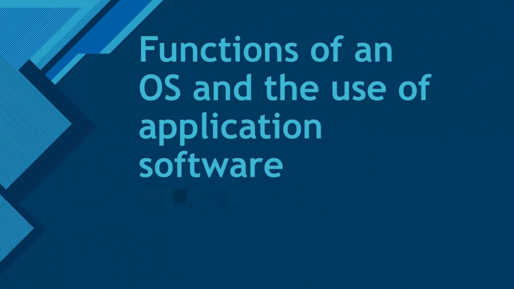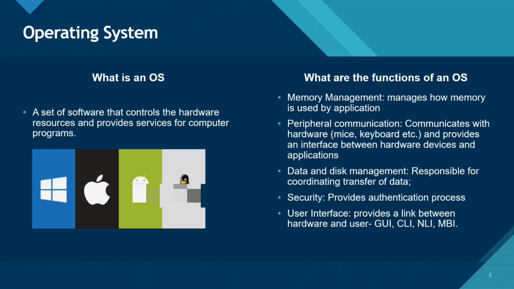Okay, so this is my presentation of the functions of an operating system and also the use of application software. I've combined two topics into one. So first, for an operating system, what is it? It is a set of software that controls the hardware resources and provides services for the computer programs. It is normally installed within our computers and essentially provides the interface for us to use the computer. The main functions of the OS, the first one, is memory management.